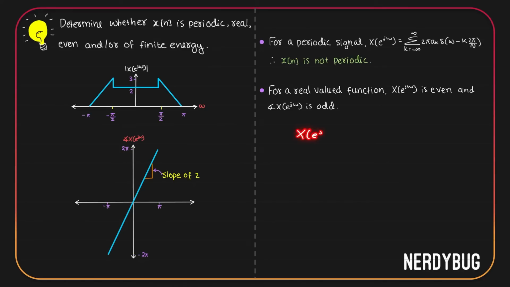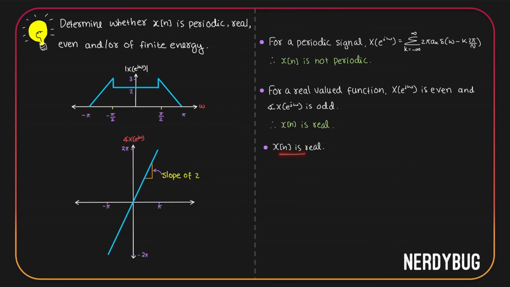That is, X(e^{jω}) will be equal to X(e^{-jω}), and the phase of X(e^{jω}) is the negative of the phase of X(e^{-jω}). Here you can see X(e^{jω}) is symmetric with respect to the y-axis, so it is even. Also, we can see the phase of X(e^{jω}) is antisymmetric with respect to the y-axis, so it is odd. So we can conclude x[n] is a real valued signal.